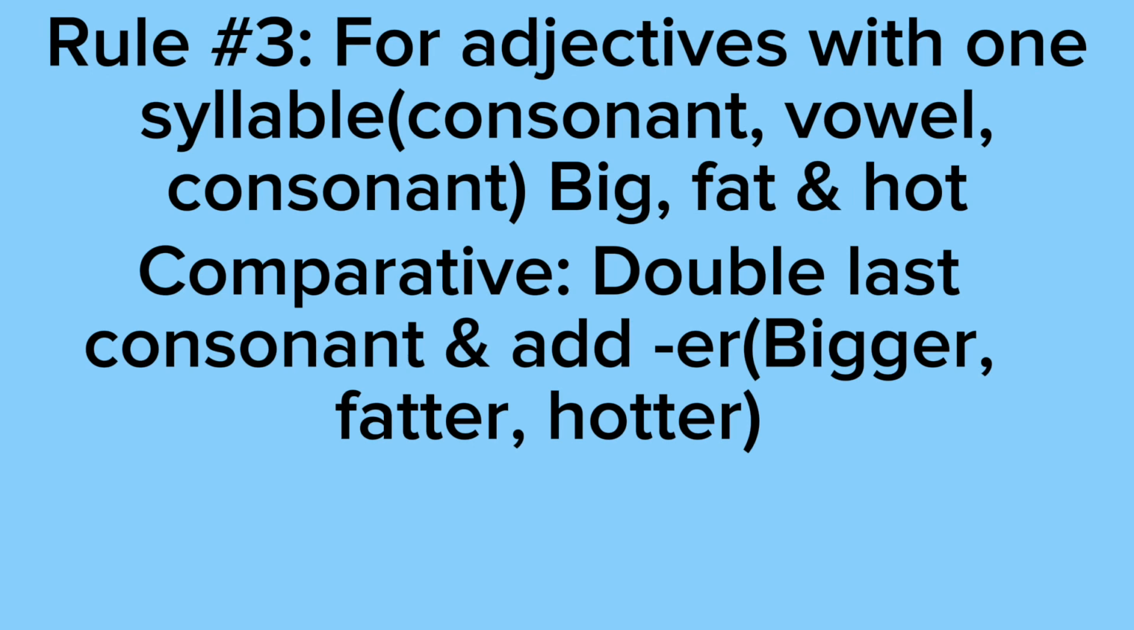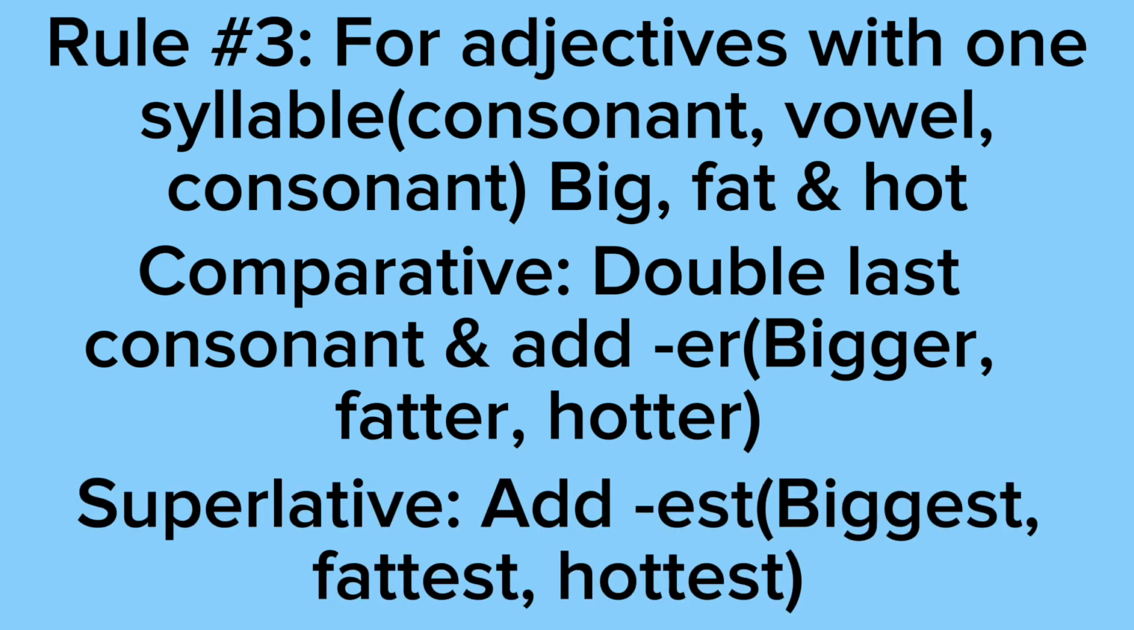So for comparative adjectives, we would double the last consonant and add an ER. So for the word big, we added a G, and then we added an ER at the end. Same thing for fatter, we added a T and then added an ER. And the same thing for hotter, we added a T at the end and added an ER. For superlative adjectives, we would just add an EST at the end, so big turns to biggest, fat turns to fattest, and hot turns to hottest.